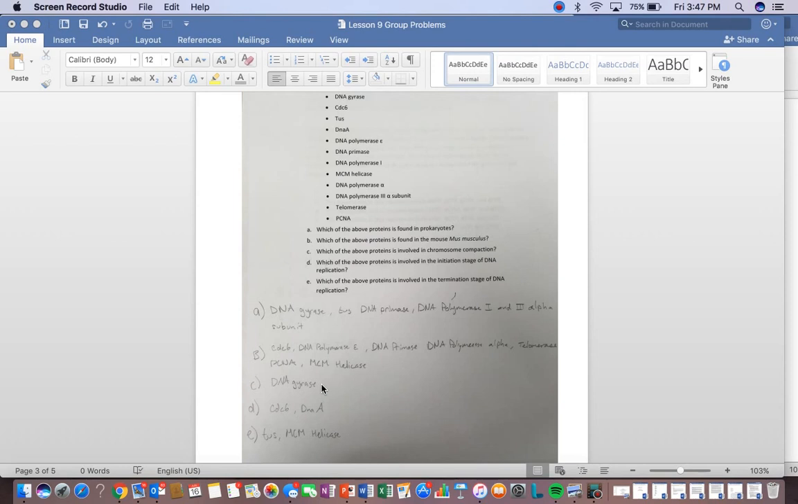And then for question C, it asks which is involved in chromosome compaction. That's just the DNA gyrase. For D, it asks which is involved in the initiation stage of DNA replication. That's the CDC6, and then the DNA A. And then for the last question, it asks which of the above proteins is involved in the termination stage of DNA replication. That's the TUS and the MCM helicase.